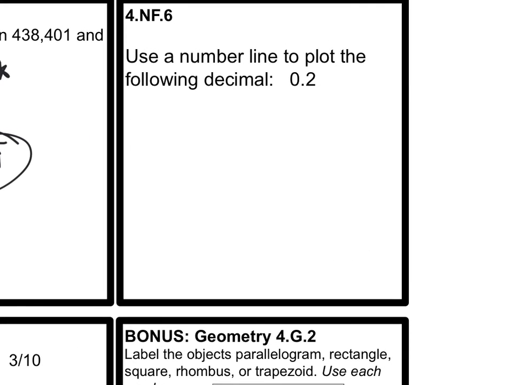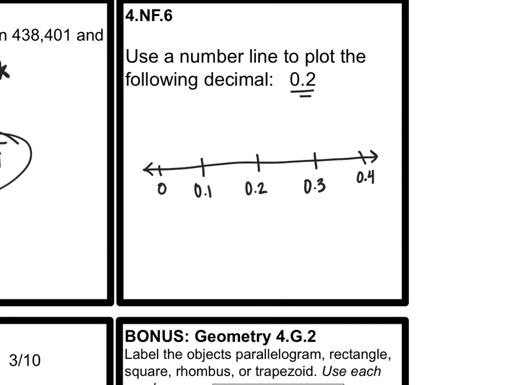Okay, use a number line to plot the following decimal. 0.2 or 2/10. So I'm going to make just a really easy number line. Because I see that my number is 2, I'm going to go from 0 to 4/10 just for fun. So I'm going to start with 0, 1, 2, 3, 4. So this is 1/10, this is 2/10, and this is 3/10.